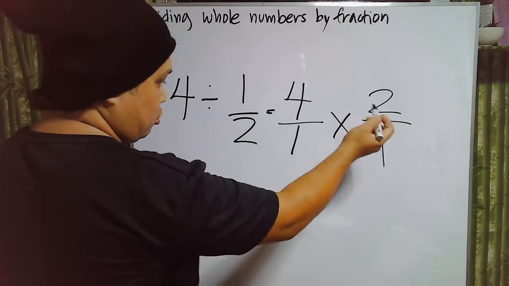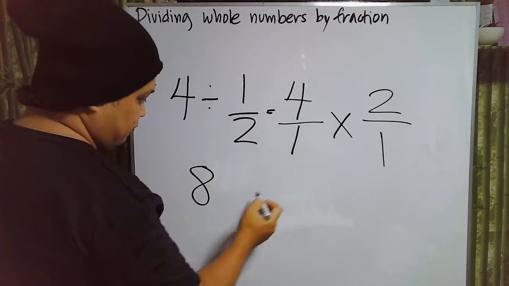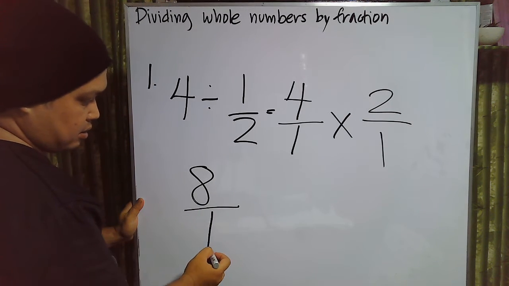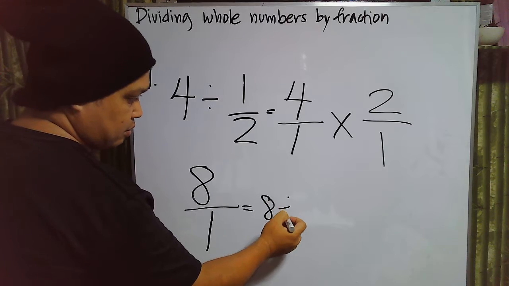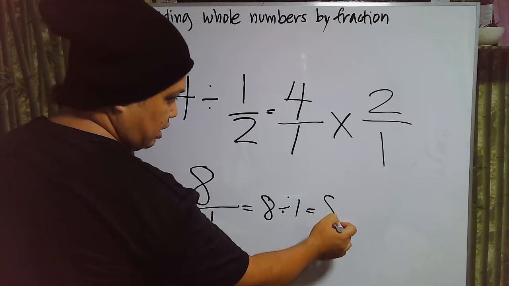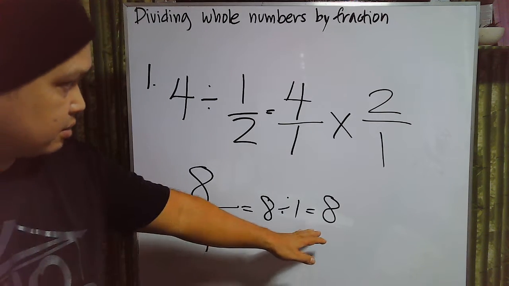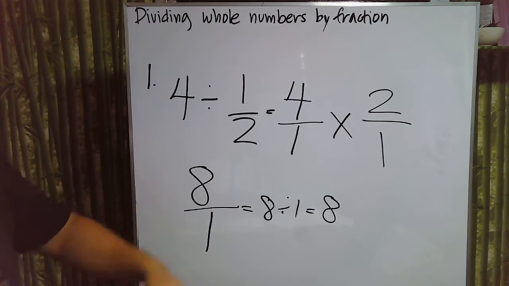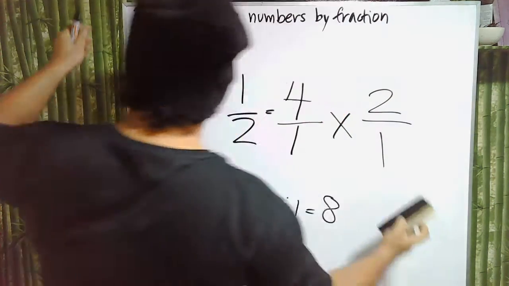So, 4 times 2 is 8. 1 times 1 for their denominator is 1. Now, 8 divided by 1 is 8. Okay? So, therefore, our answer here is 8. So, 4 divided by 1/2 is 8. Okay? So, let's have example number 2.